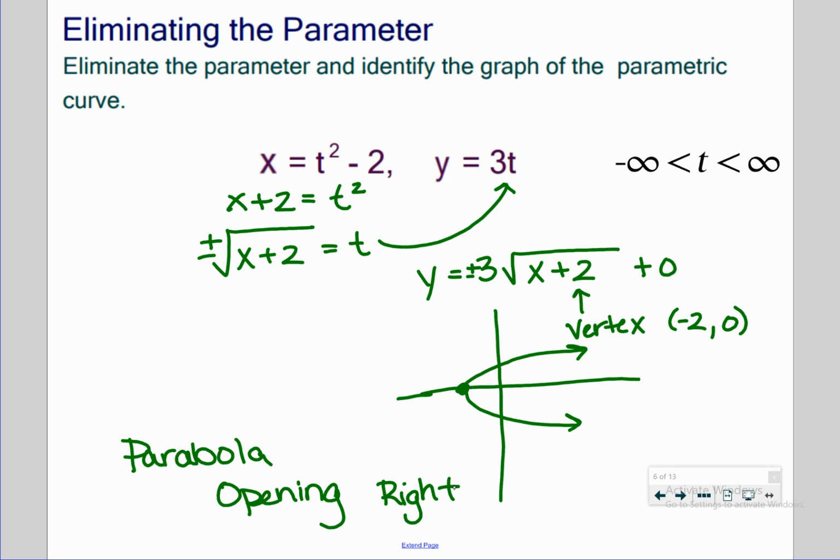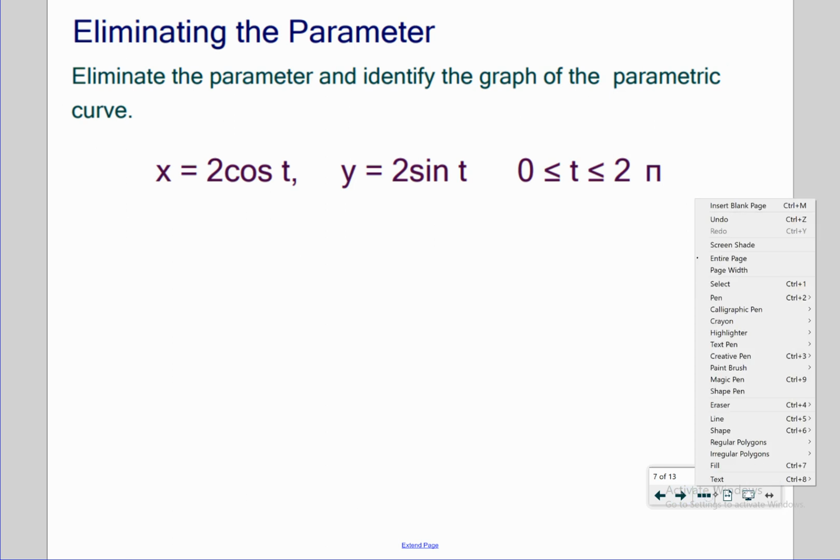Okay, a little weird, but it's an interesting picture. So that's what it would look like if you eliminate the parameter and you have something squared. You end up with a parabola. Any questions? Moving on. Okay, let's look at this one.